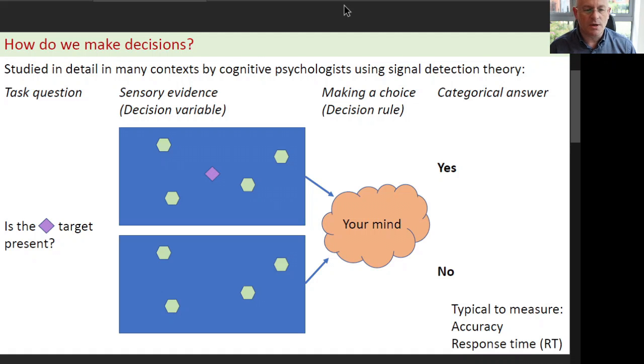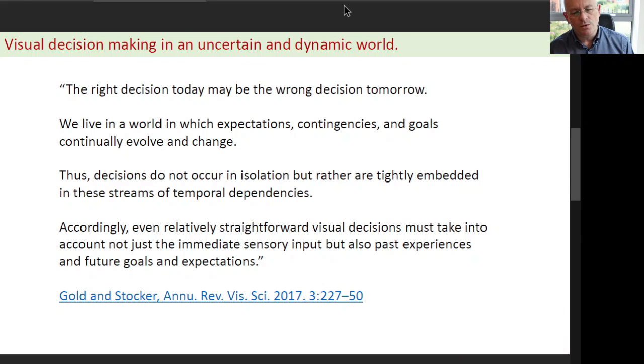So how many times you get the answer right and how quickly do you make that answer. And the more difficult the problem, the noisier the environment and the fainter or more difficult the signal is to understand, the lower the accuracy gets and the longer the response time. So Gold and Stocker, who produced a really good review on this called Visual Decision Making in an Uncertain and Dynamic World, summarized the problem like this.